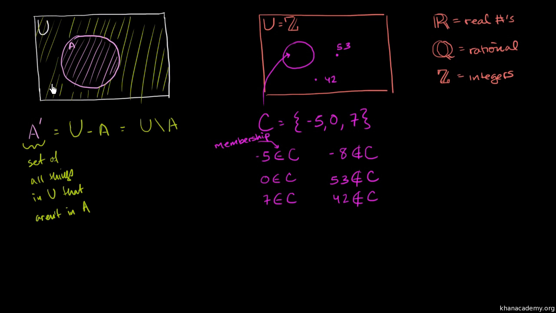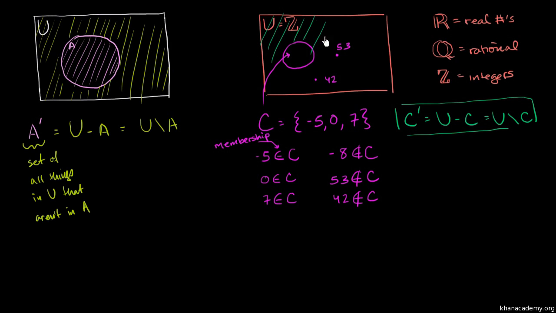Now let's think about C complement, or the complement of C. C complement, which is the same thing as our universe minus C, which is the same thing as the relative complement of C in our universe. These are all equivalent notation. What is this, first of all, in our Venn diagram? Well, it's all this stuff outside of our set C, right over here.